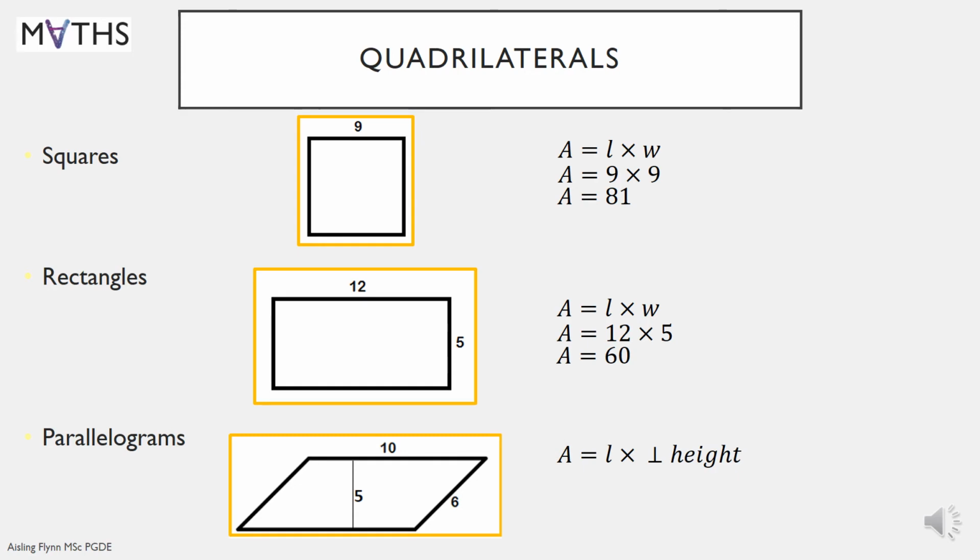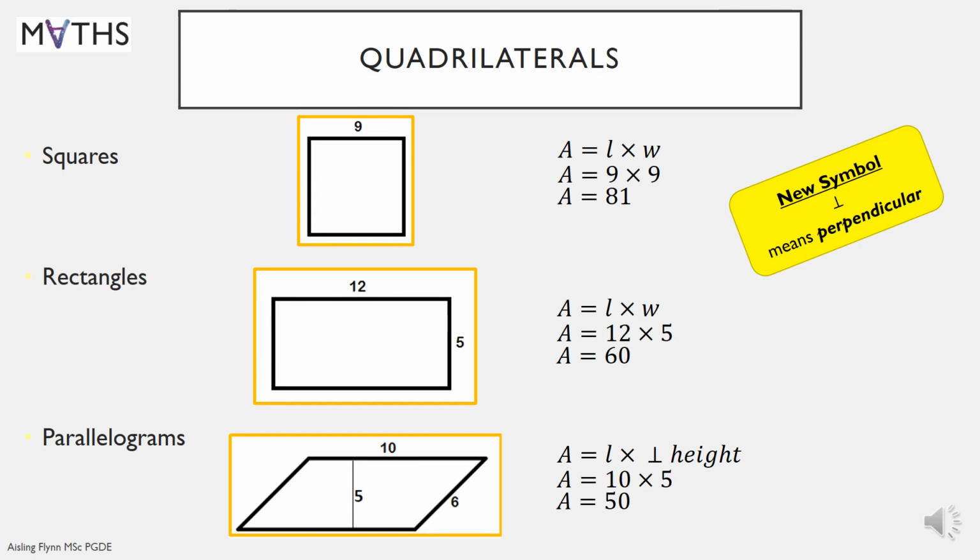The formula for the area of a parallelogram is a length, so that's one side, by the perpendicular height. That new symbol there, which looks like an upside down T, means perpendicular, and perpendicular means at right angles, so when 2 lines meet at 90 degrees. If we look at our picture here, the 10 on the top or the 10 on the bottom is going to be my length, and the perpendicular height will be the height straight up and down from those, meeting them at 90 degrees. This one gives the measurement as 5, so that's what you use, not the 6. So 10 fives are 50, that's the area there.